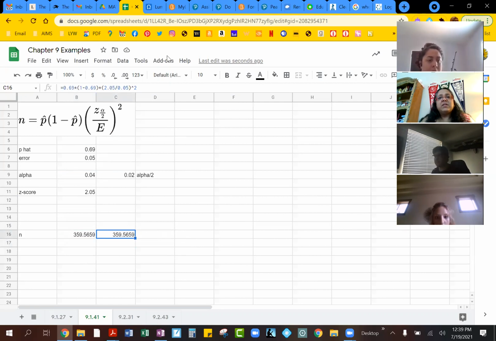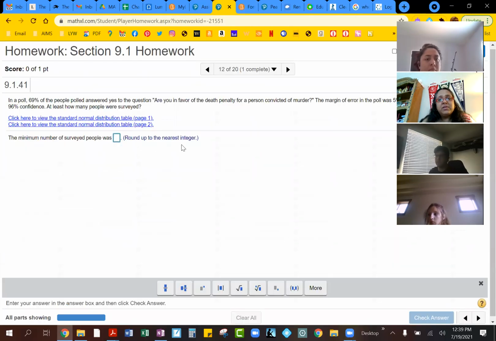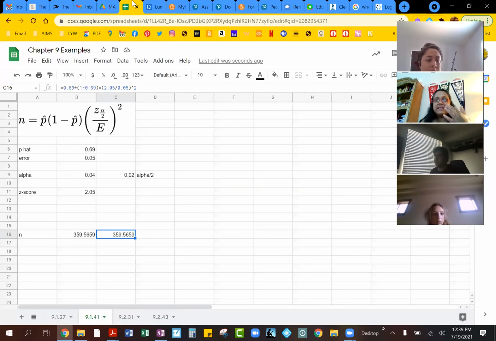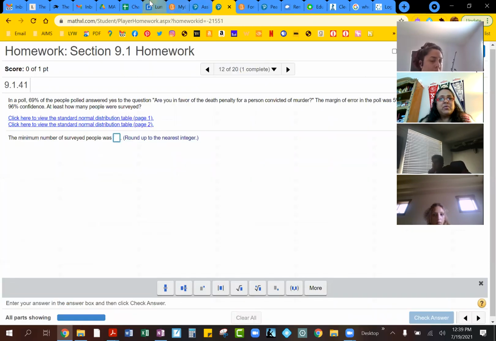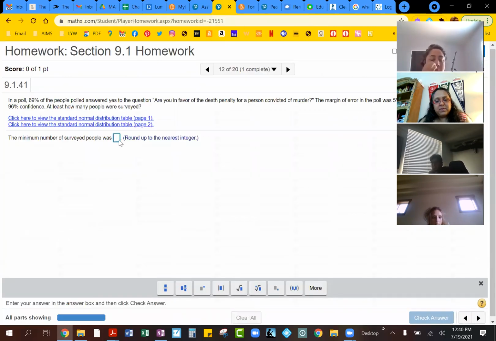And I would imagine they're probably having us do 3 decimal places, but let's verify. Oh no, they want us to round it to the nearest integer. So not in decimals, because I guess it makes sense since we're talking about surveying people. I guess we don't really want to break them up into parts. So what do you think your rounded answer will be to the nearest integer? 360. 360, very good. So let's come back over here and see what this comes out to be.